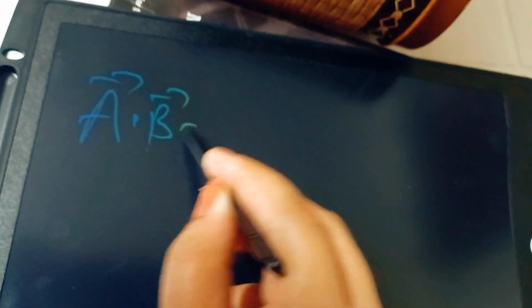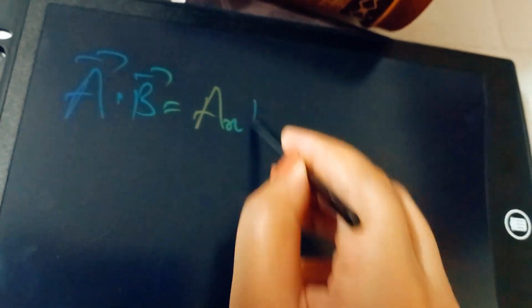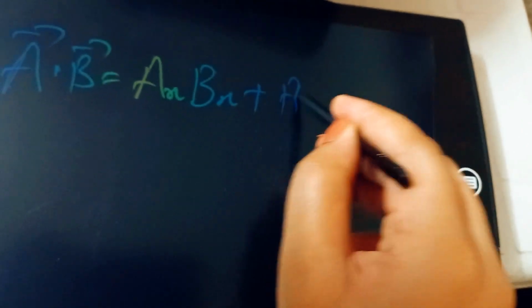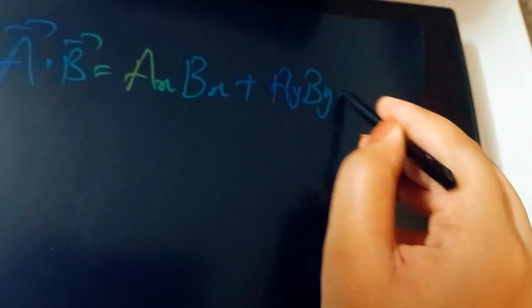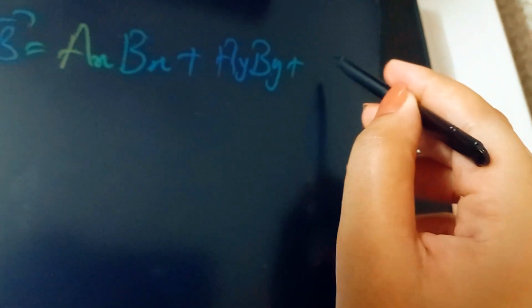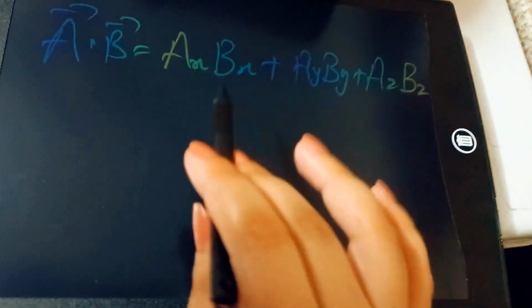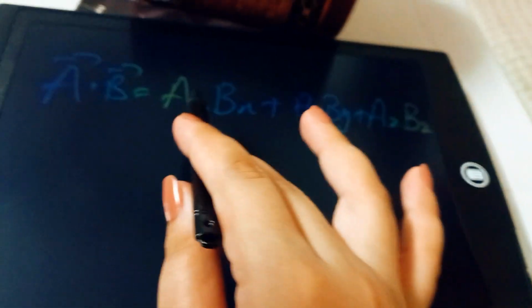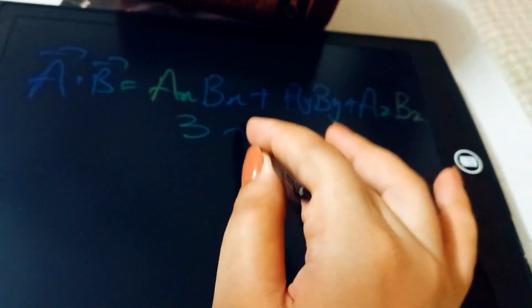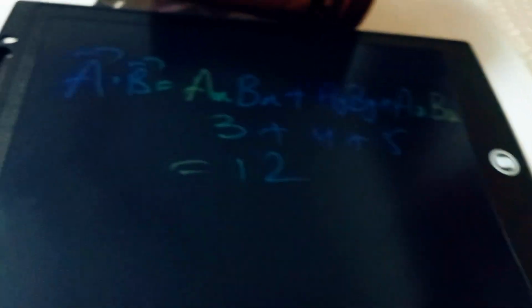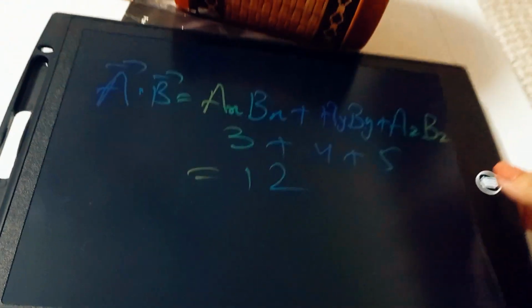So a dot b is equal to ax bx, their x components are multiplied with each other, plus their y components are multiplied with each other, then plus their z components are multiplied with each other. So if they don't contain any variable and they only result in a number, for example, you get 3 for them, 4 for them and 5 for them, you'll simply add them up to get the final result. Okay, let's have an example.